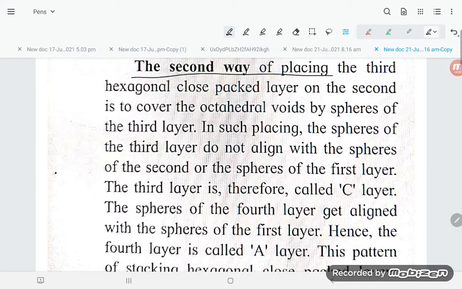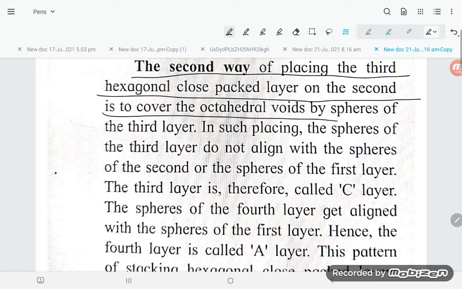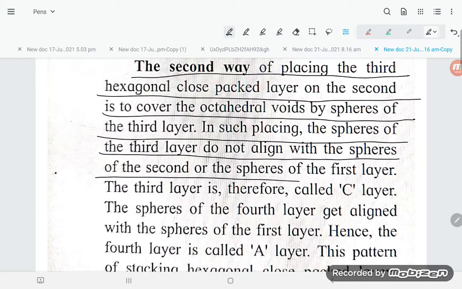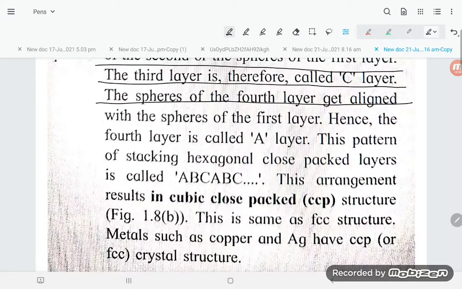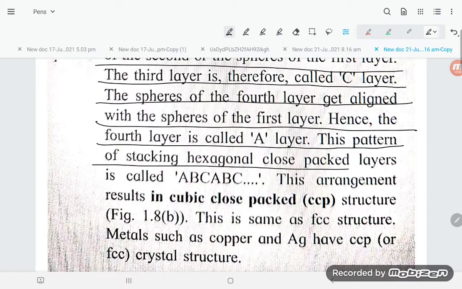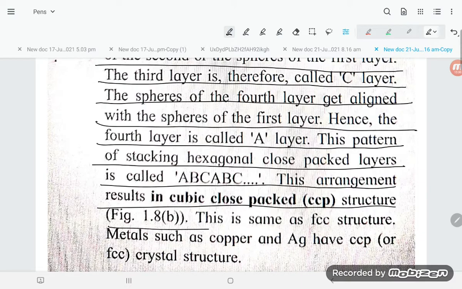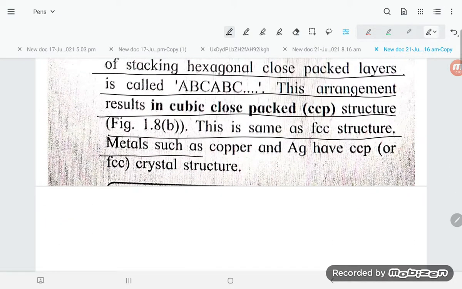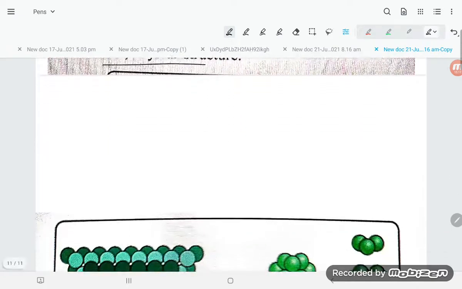The second way of placing the third hexagonal close-packed layer on the second is to cover the octahedral voids by the spheres of the third layer. In such placing, the spheres of the third layer do not align with the spheres of the second layer or the first layer. The third layer is called the C layer. The spheres of the fourth layer get aligned with the spheres of the first layer. Hence the fourth layer is called A. This pattern of close packing is called ABCABC, that is the cubic close-packed structure. This is the same as the FCC structure. Metals such as copper and silver have this type of structure.